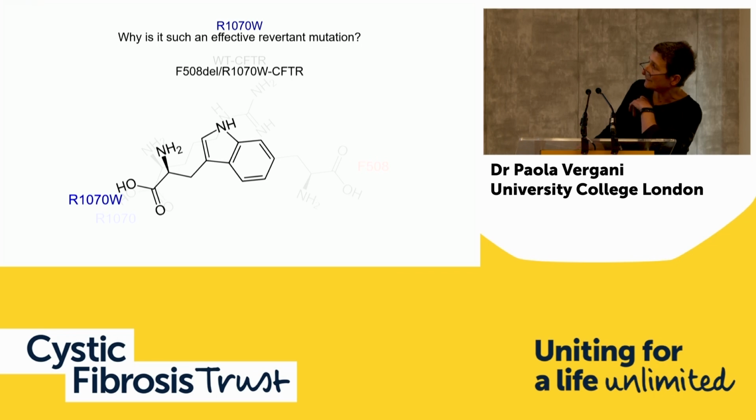Now, in the revertant, we have, okay, so now you can't see anything. Anyway, in the revertant, we have both the option of forming a hydrogen bond, as we have a hydrogen bond donor in the indole ring of the amino acid, and we have an aromatic ring that can contribute to the aromatic stack. So both functions are replaced.